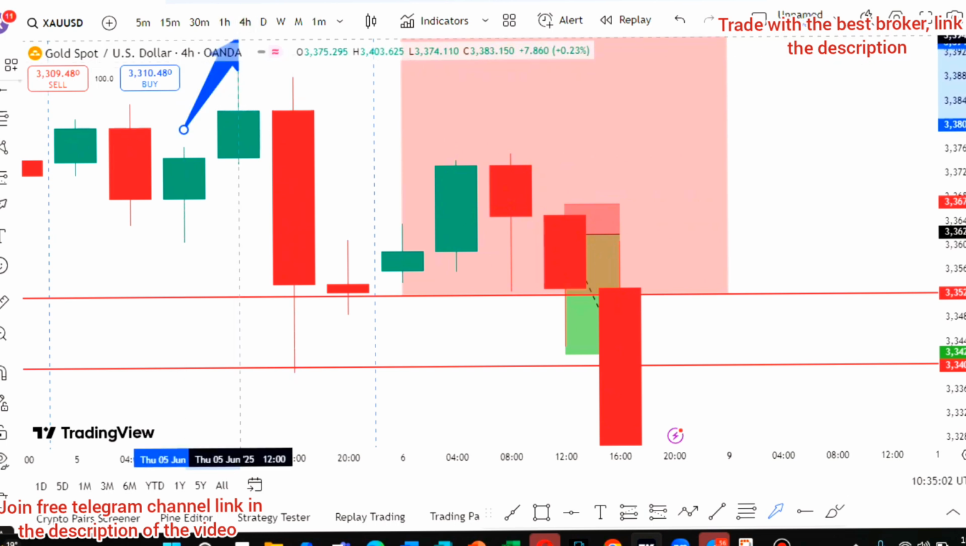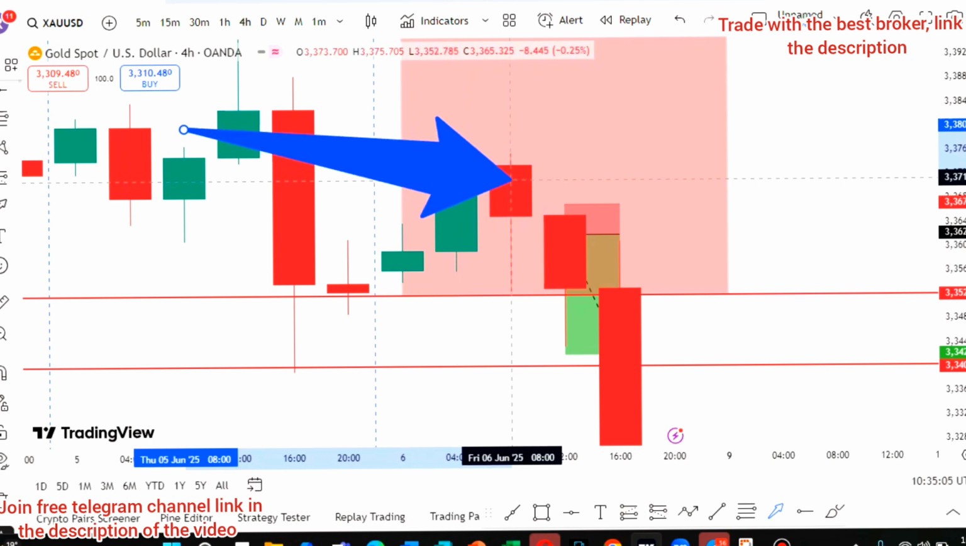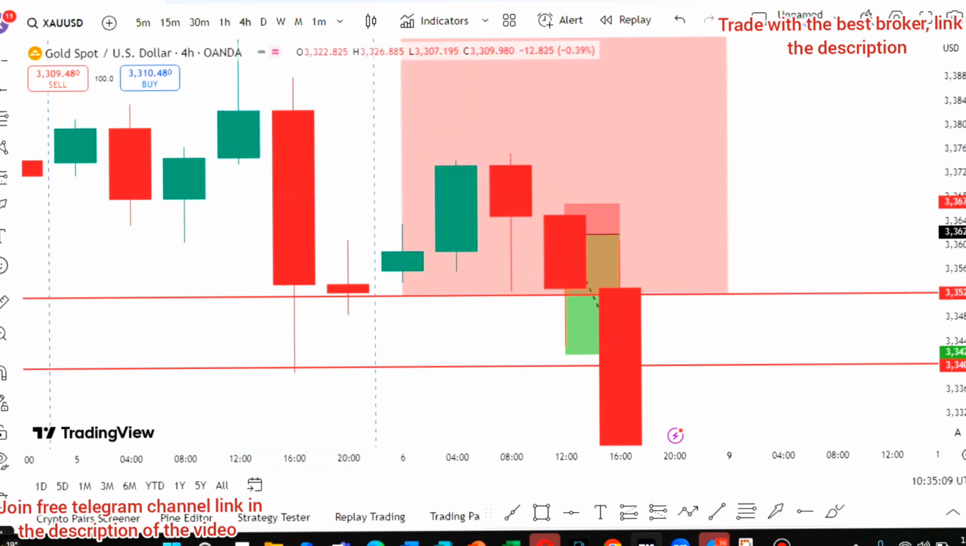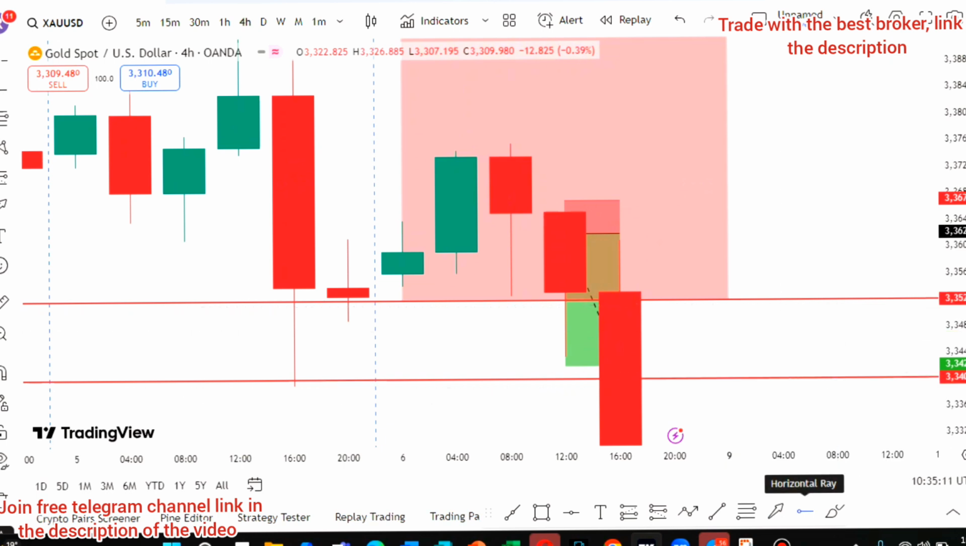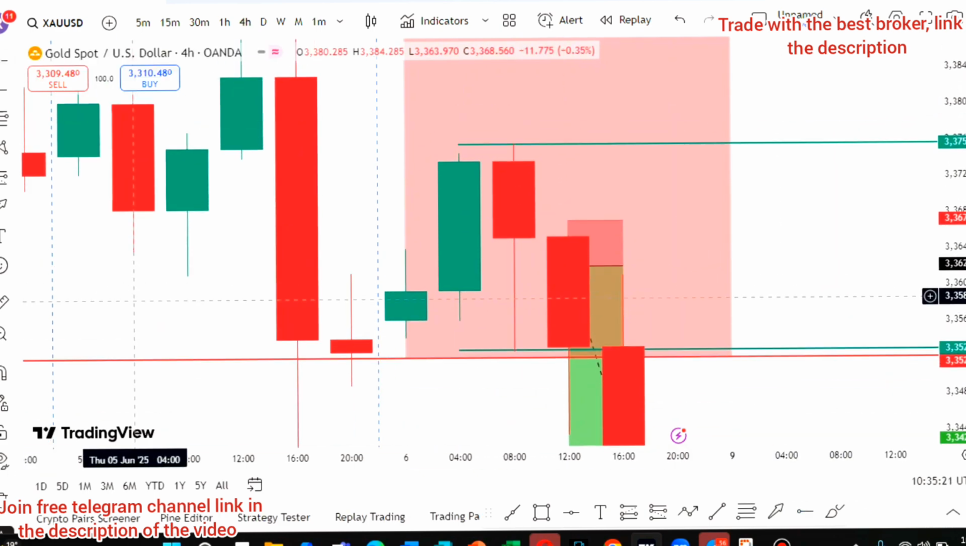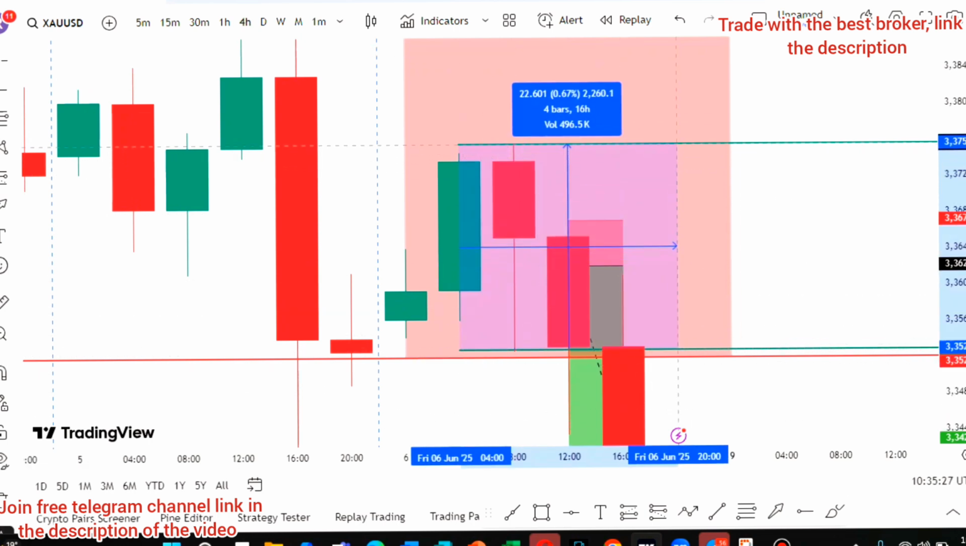So we mark this previous 4-hour candle, which is the 8 a.m. candle. We mark the low, the close, and the 50% of this candle. So it's also a bearish candle, so we are expecting to sell.